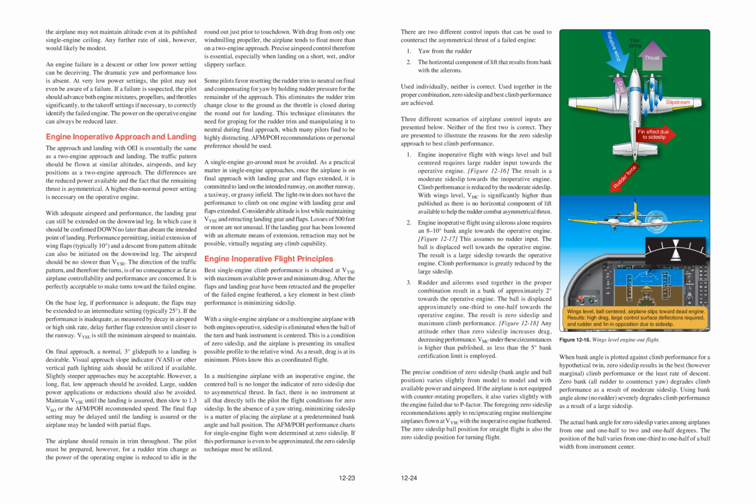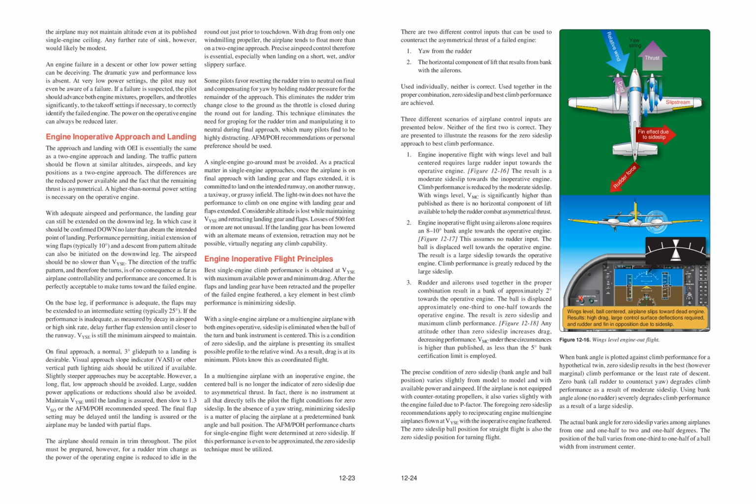The direction of the traffic pattern, and therefore the turns, is of no consequence as far as airplane controllability and performance are concerned. It is perfectly acceptable to make turns toward the failed engine. On the base leg, if performance is adequate, the flaps may be extended to an intermediate setting, typically 25 degrees. If the performance is inadequate, as measured by decay in airspeed or high sink rate, delay further flap extension until closer to the runway. VYSE is still the minimum airspeed to maintain.